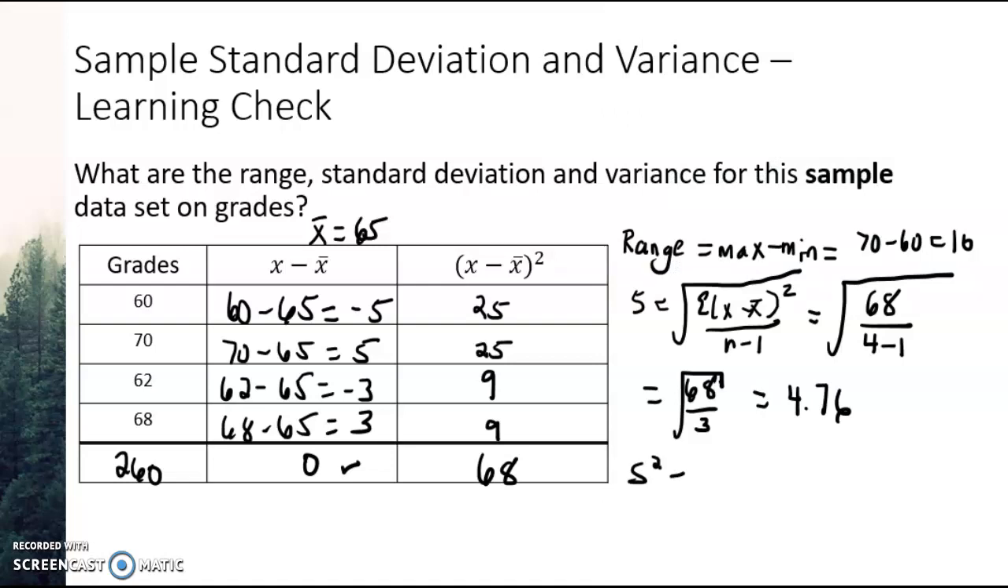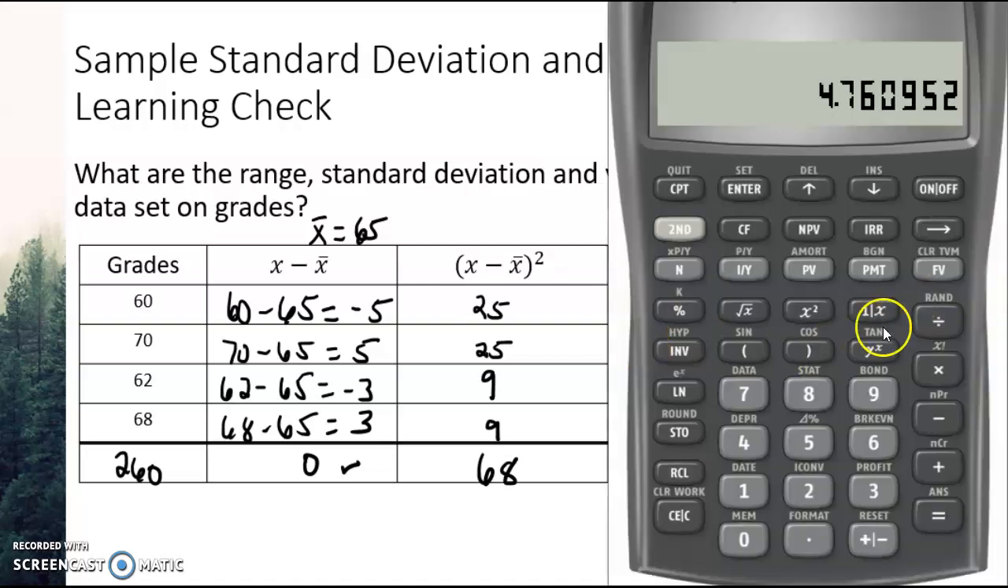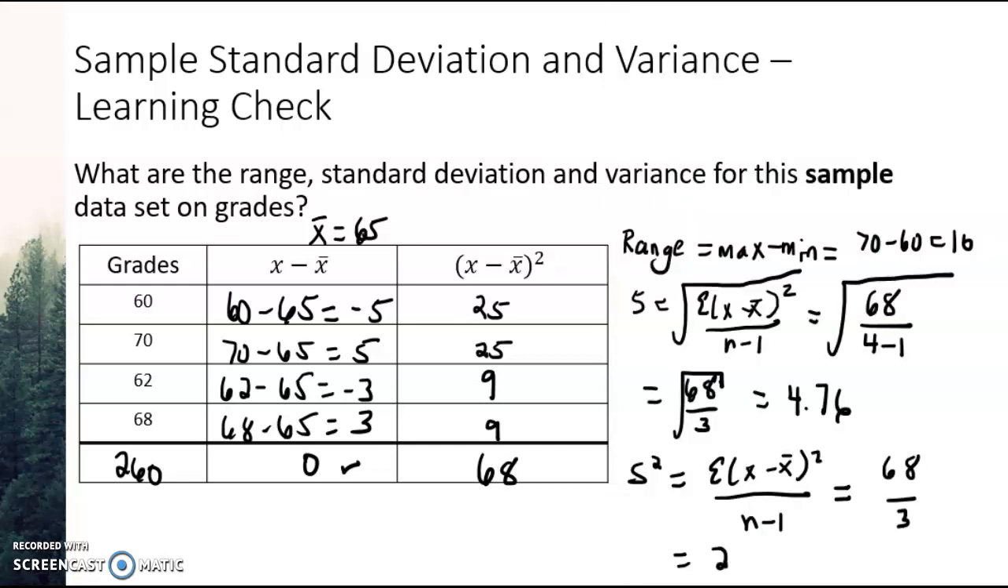If you did want the variance instead, remember it's the same thing almost, just not square rooted. So it would just be the 68 divided by 3, which is 22.67 to 2 decimal places. There we go.